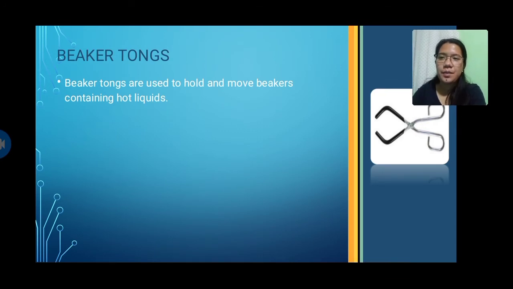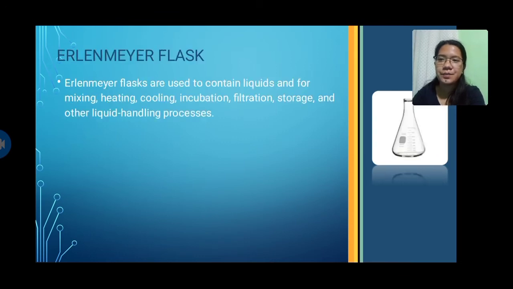Next laboratory apparatus is beaker tongues. Are used to hold and move beakers containing hot liquid. Erlenmeyer flask. It is used to contain liquids and for mixing, heating, cooling, incubation, filtration, storage, and other liquid handling processes.